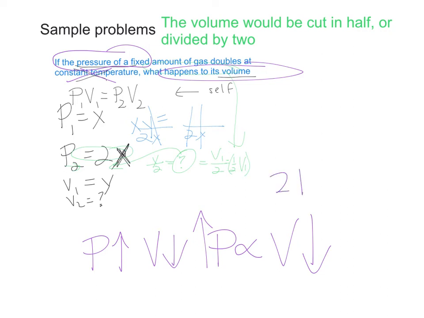So if pressure doubles, that means volume will be cut in half. If pressure triples, that means volume will be cut by 3. That's what this proportional sign means. However much pressure is multiplied by, volume will be divided by that much. So if pressure is doubled, which we wrote right here, that means volume has to be divided by 2. So that'd be a more conceptual approach to answering this question. Your answer will be the same.